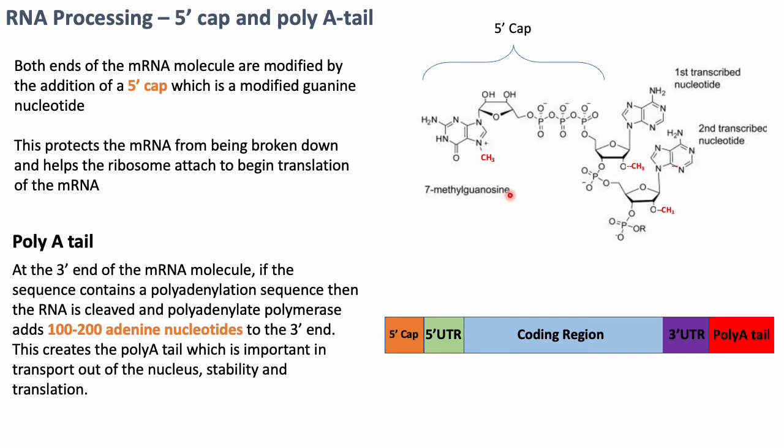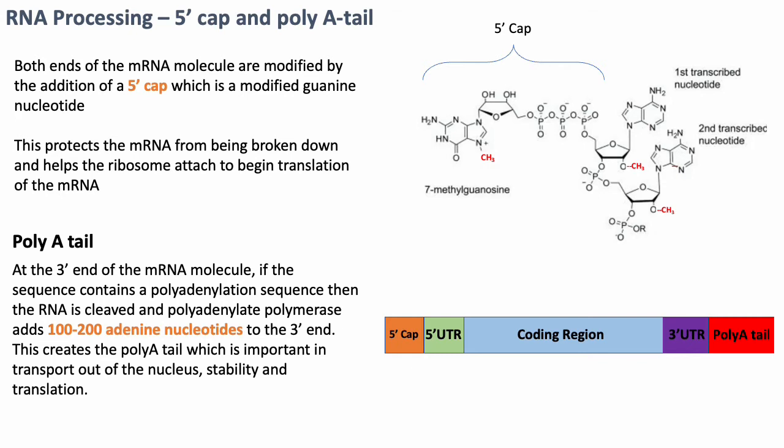And the poly A tail is at the 3' end of the messenger RNA molecule. So if the sequence contains the polyadenylation sequence, then the RNA is cleaved, and the polyadenylate polymerase then adds 100 to 200 adenine nucleotides to the 3' end. So this creates the poly A tail, which is really important for transport out of the nucleus, and also adds towards stability and translation.